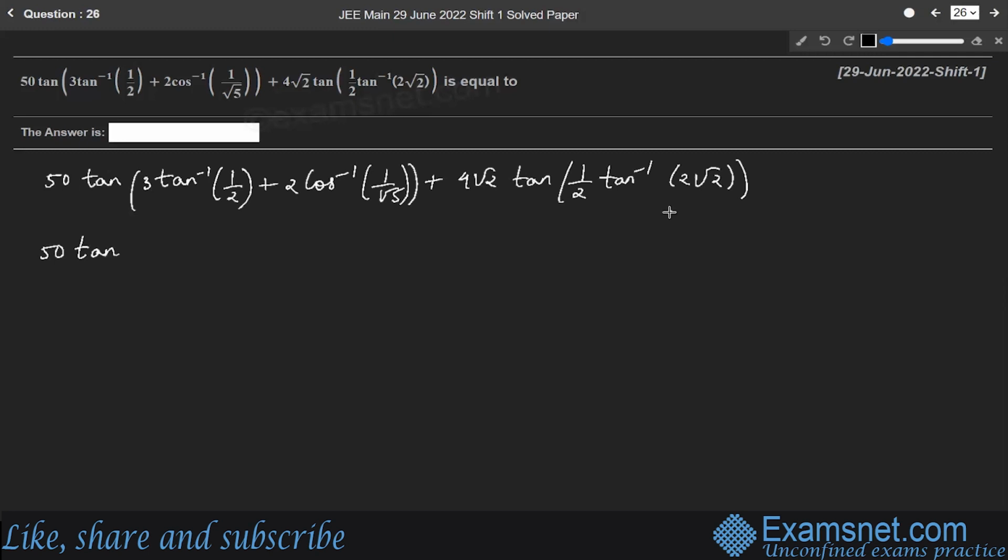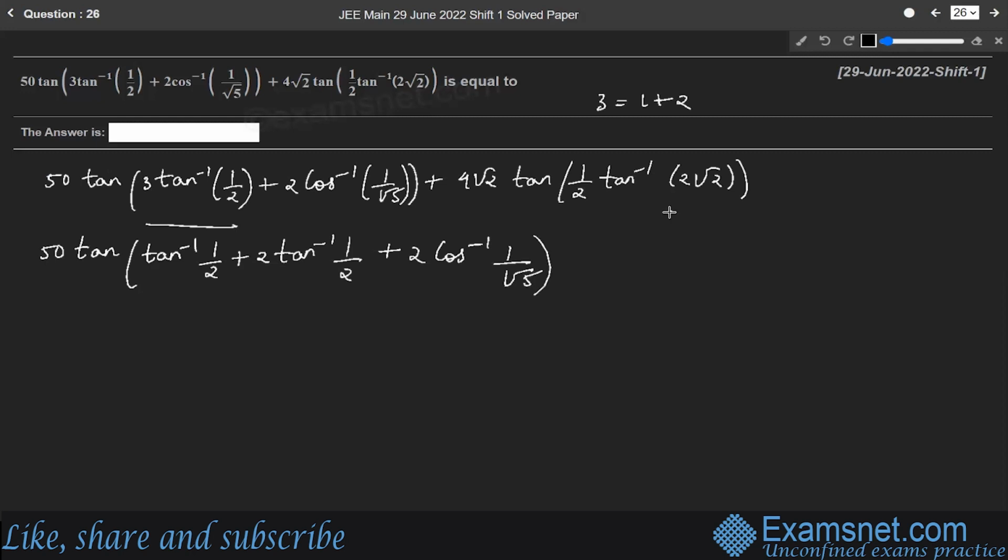50 tan. Now you can see that here there is 3 tan inverse 1/2. So we can write 3 tan inverse 1/2 as tan inverse 1/2 + 2 tan inverse 1/2. Am I right? 3 can be written as 1 plus 2. And we have plus 2 cos inverse 1/√5. All right, so this term here is in the form of cos inverse, and except this term, all the other terms are in the form of tan. So we have to convert this into tan.